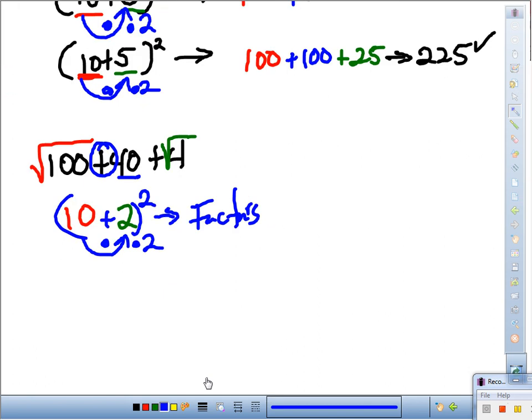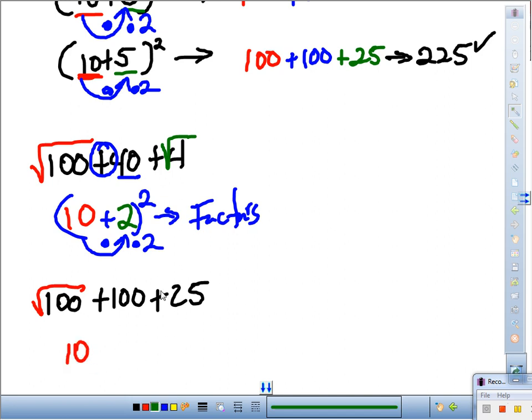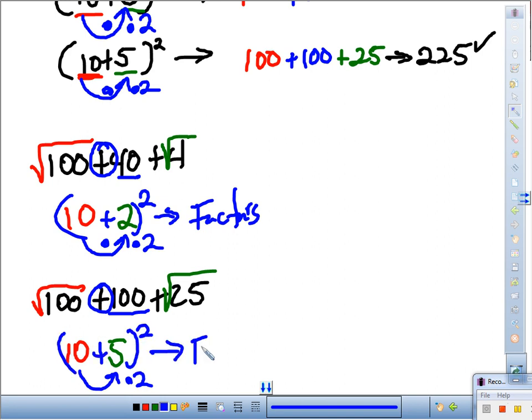Let's do another one. Here we go. Let's do 100 plus 100 plus 25. Let's see. Square root of the first, 10. Square root of the last, 5. Let's see if it works. What is 5 times 10 times 2? Does that give me this number? Yes, so I use this sign, and that gives me that, and those are my factors.